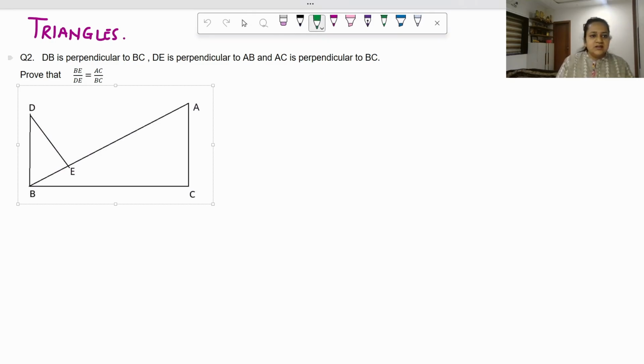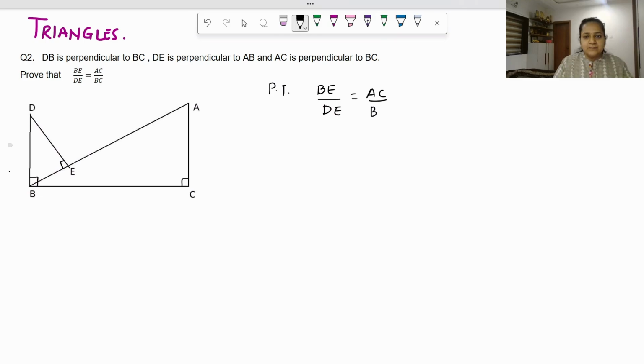The first question says DB is perpendicular to BC. DE is perpendicular to AB and AC is perpendicular to BC. We have to prove that BE upon DE is equal to AC upon BC. Now, whenever we do questions from the chapter of triangles and have to prove a proportion of sides, the sides in the numerator belong to one triangle and the sides in the denominator belong to the other triangle.